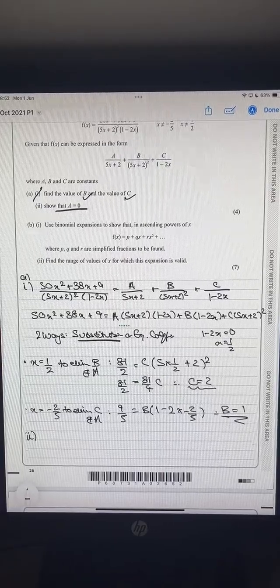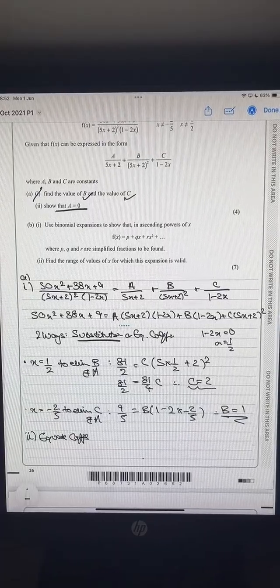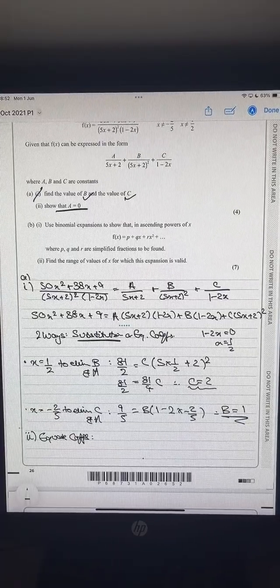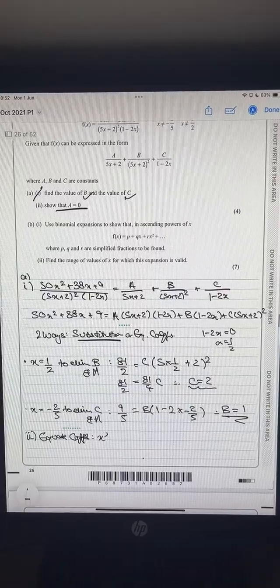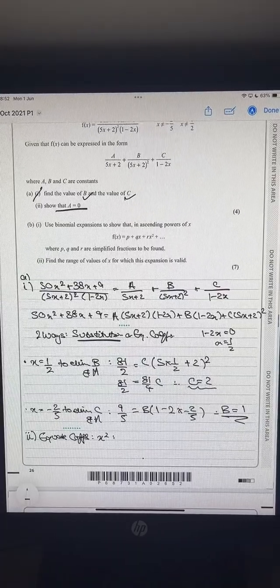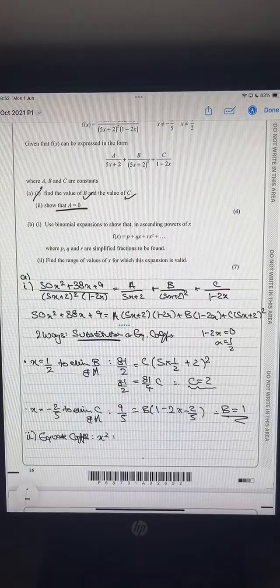For that one, I'm going to equate my coefficients, because it makes it a lot easier. And I'm going to equate my coefficients of x squared, because a has an x squared coefficient, b doesn't, but c does. So I just have to deal with one thing there.